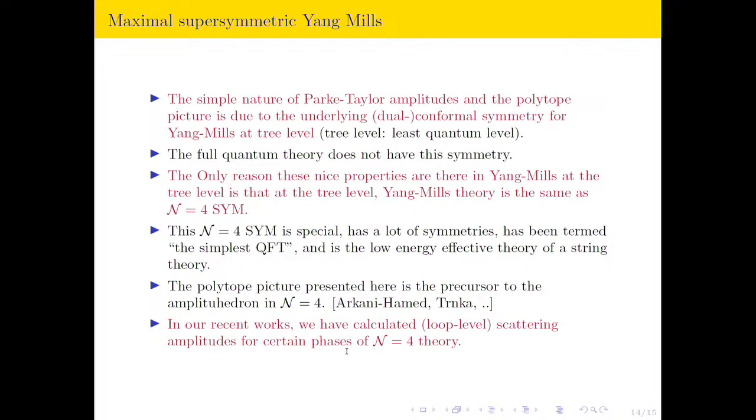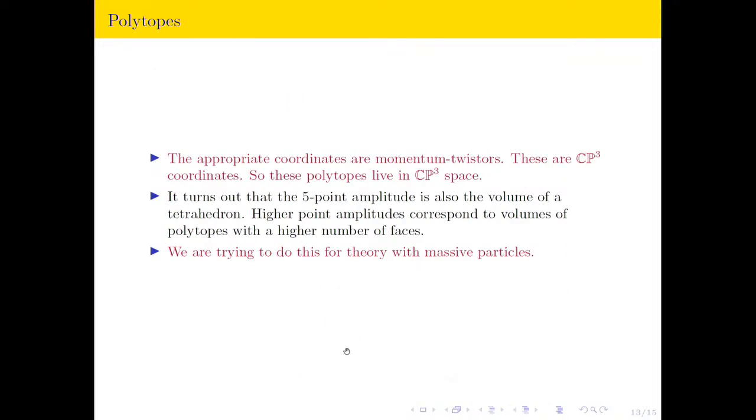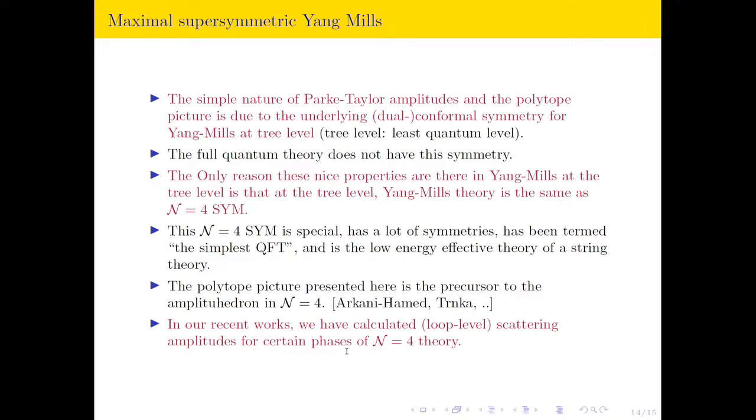Yeah. So the simple nature of the Parke-Taylor amplitude, this one is called Parke-Taylor, and this polytope picture, is due to the underlying conformal symmetry of this Yang-Mills theory, that is QCD at tree level. Okay, and the full quantum theory does not have such a symmetry, and the only reason that such nice properties are there for Yang-Mills is because at tree level, the usual gluon theory is actually the same as this N=4 super Yang-Mills. That's the maximum number of supersymmetries that you can put on a Yang-Mills theory. Okay, and this N=4 super Yang-Mills is special in many ways.